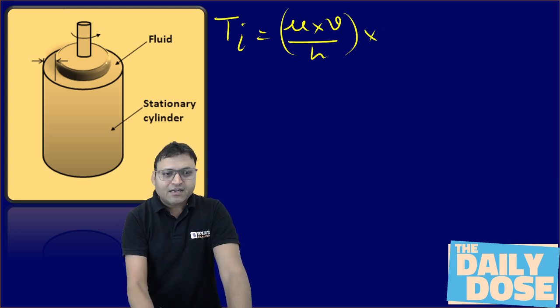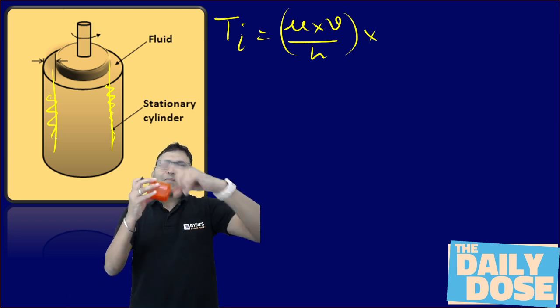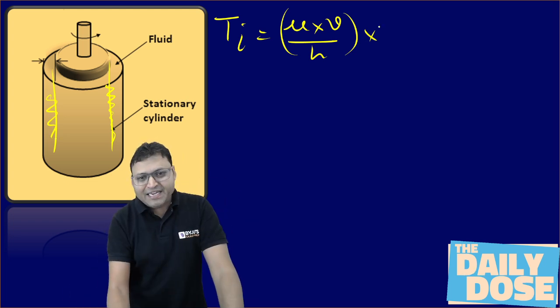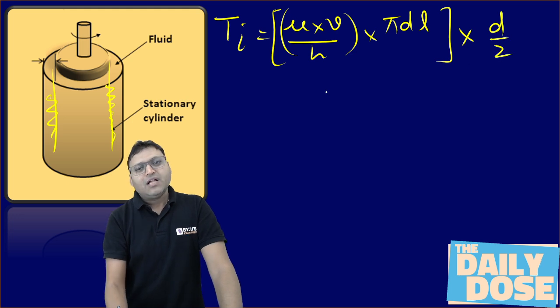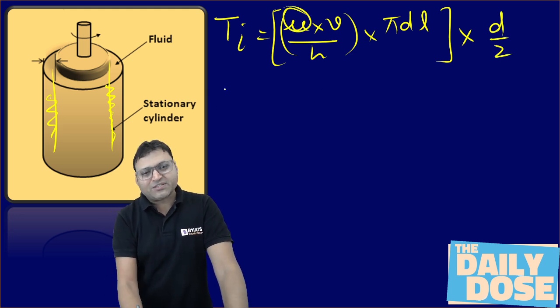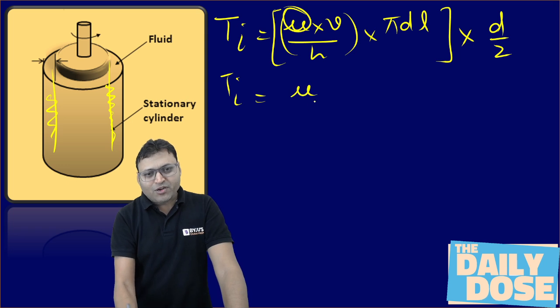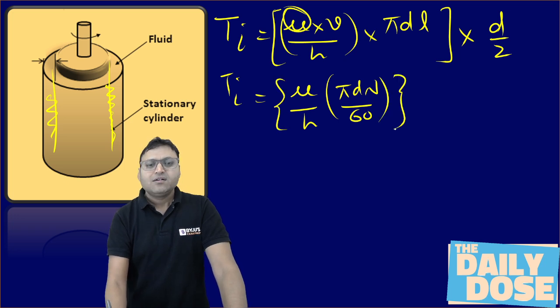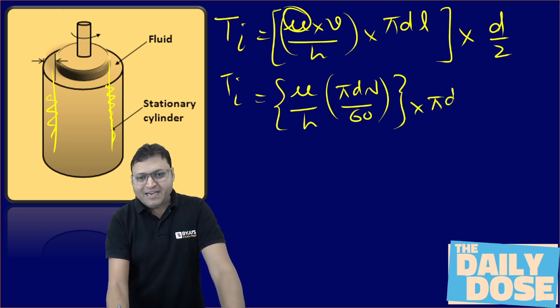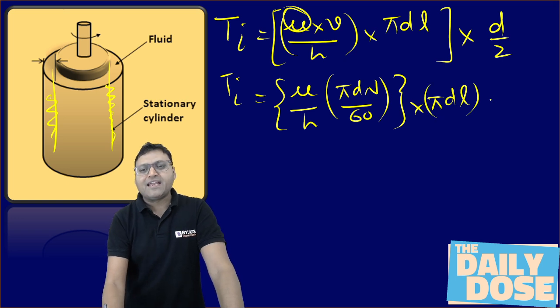into the area of the inner cylinder, the area which is in contact with the fluid, the peripheral area, pi d into L. That makes the shear force, into d by 2. If you put in all the parameters, the only unknown is viscosity. So Ti will be equal to mu by H into V, where V is pi d n by 60, that is the shear stress, into pi d L, that is the area, multiplied by d by 2.